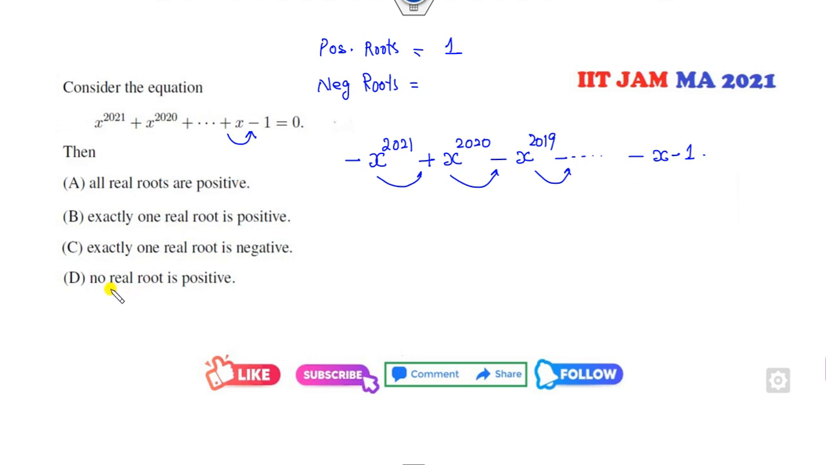So what is that? No real root is positive. That's wrong. We get at least one real root as positive. Exactly one real root is negative. Exactly one real root is positive. How can you say that? All the real roots are positive.